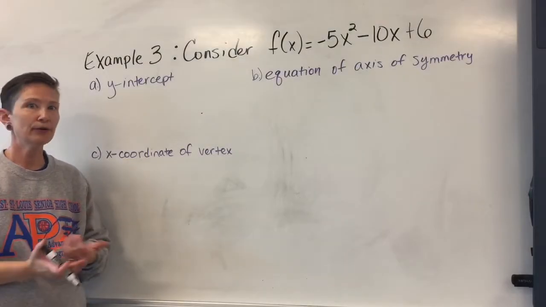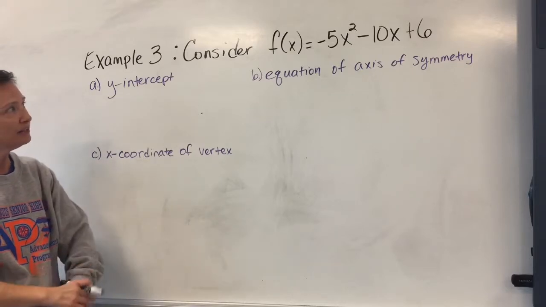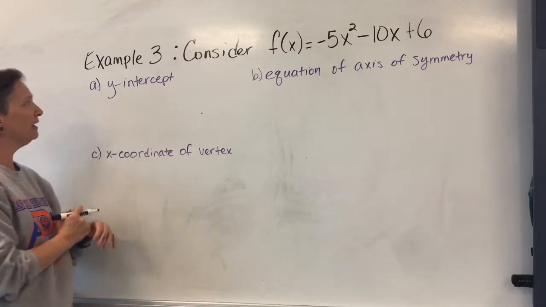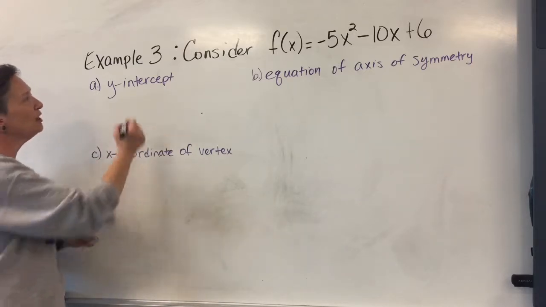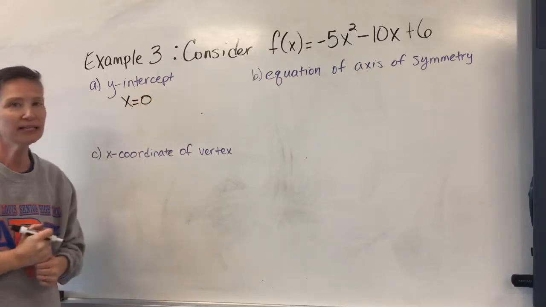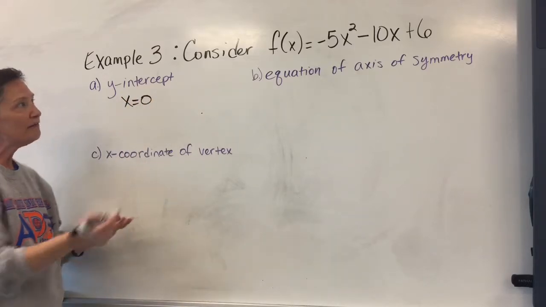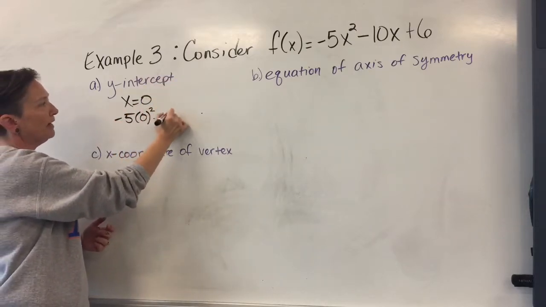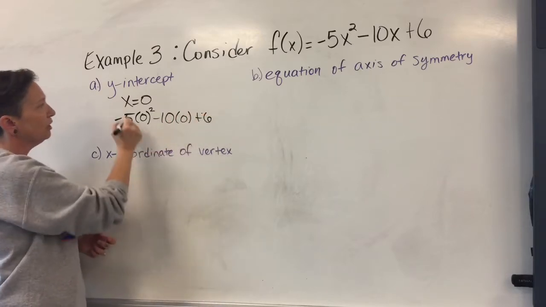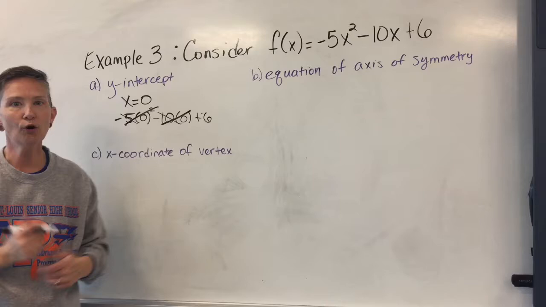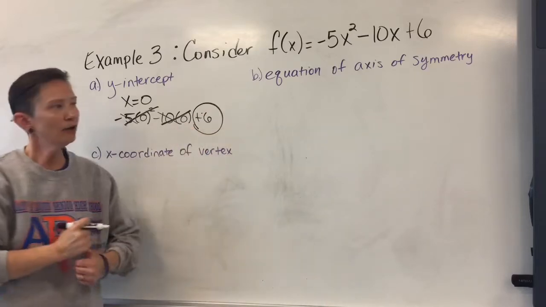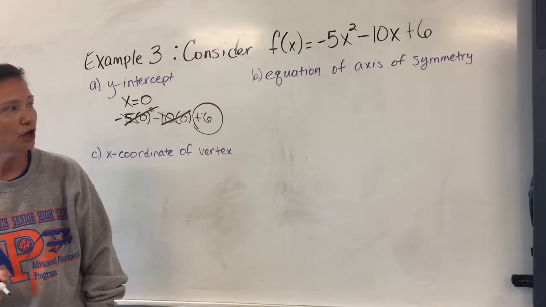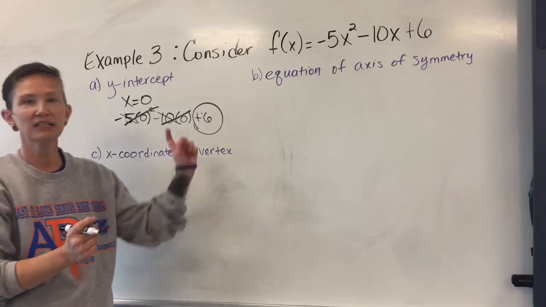Let's take a look at another example. So consider f of x equals -5x squared minus 10x plus 6. A couple of things we're going to look at: first, the y-intercept. When I want to find the y-intercept, that means my x value is 0. So if I were to plug 0 into my function, I would get -5 times 0 squared minus 10 times 0 plus 6. Well, that's 0, that's 0. So all I'm left with is my value of c, which is down on the end there. That's positive 6. So my y-intercept is 6.